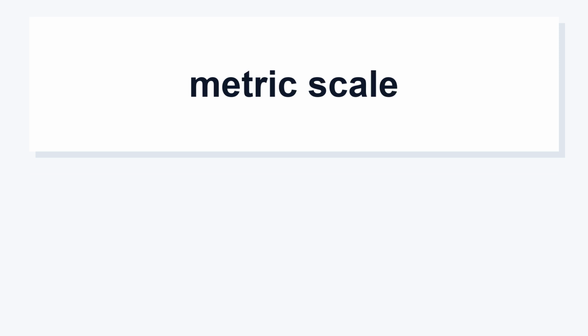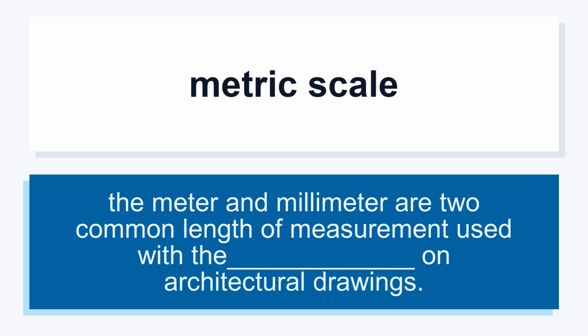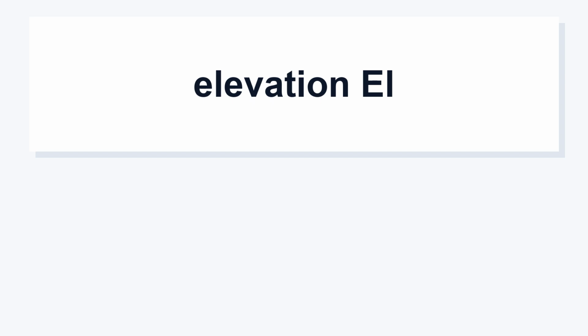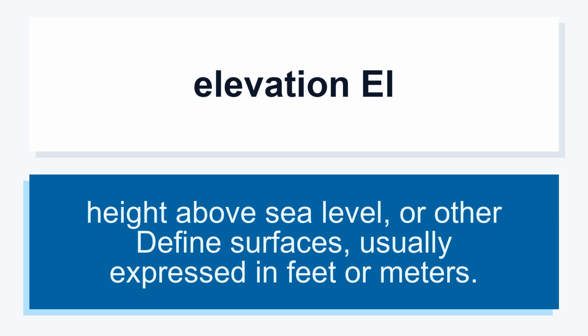Metric scale. The meter and millimeter are two common lengths of measurement used with the metric scale on architectural drawings. Elevation. Height above sea level, or other defined surfaces, usually expressed in feet or meters.